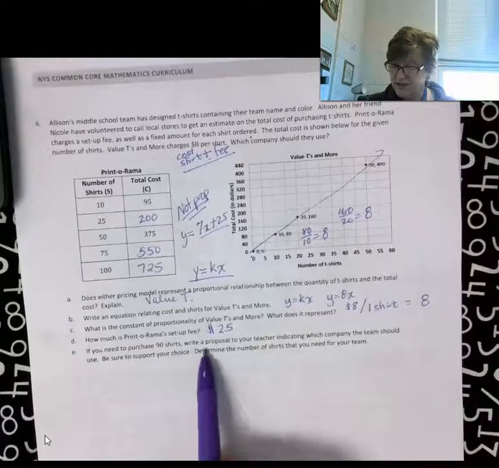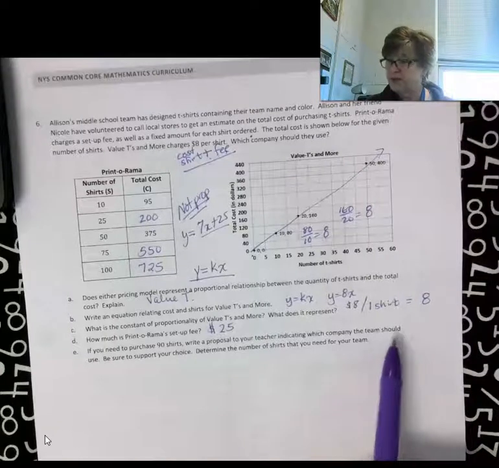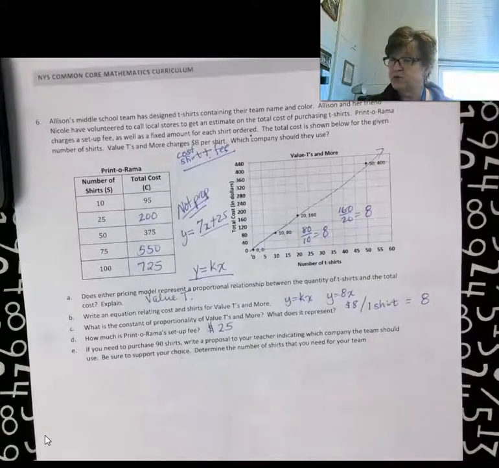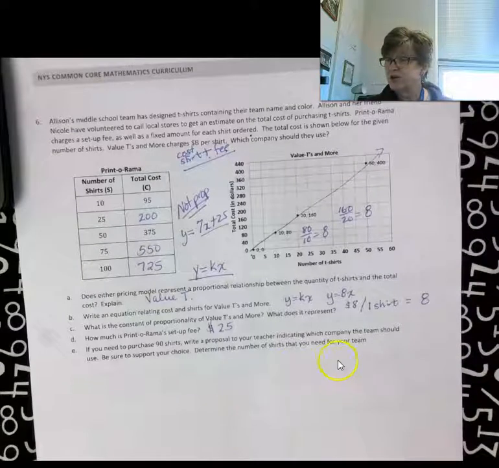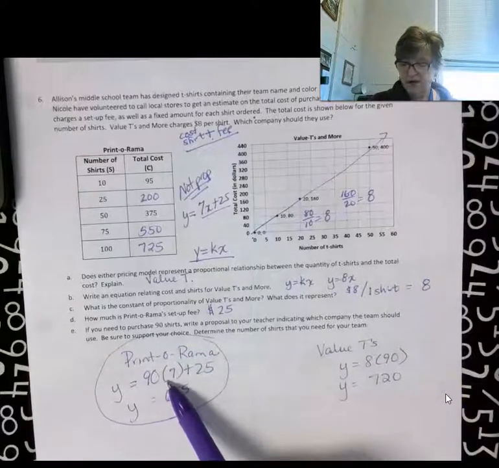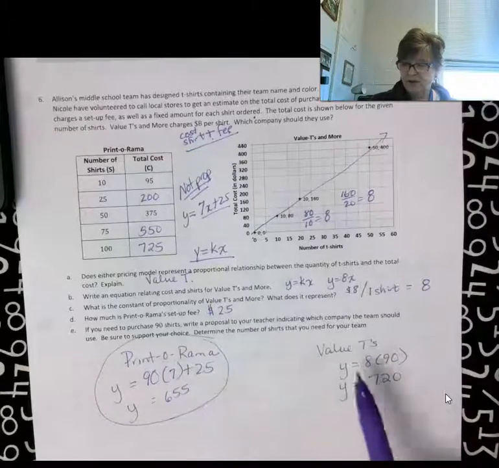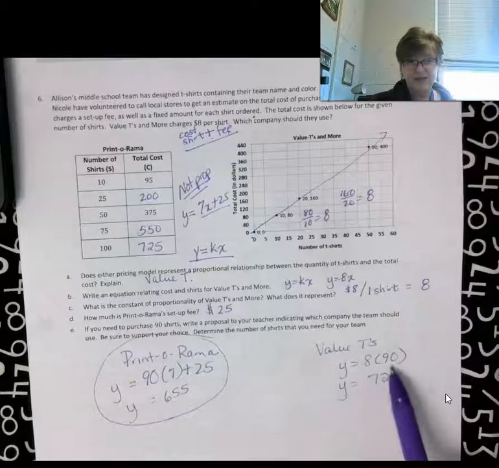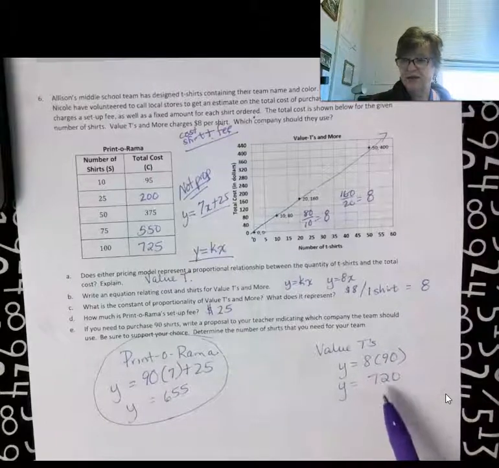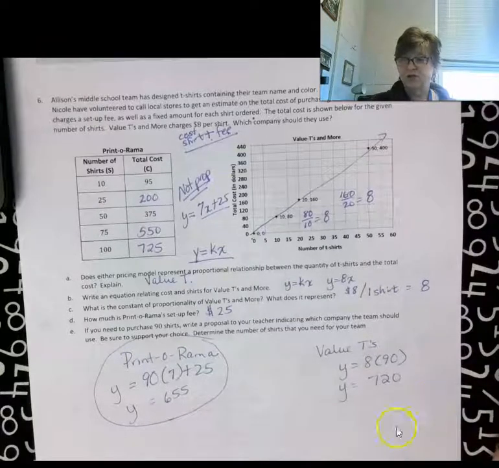If you need to purchase 90 shirts, write a proposal to your teacher indicating which company the team should use. Be sure to support your choice. Determine the number of shirts that you need for your team. So 90 shirts times $7 plus 25 setup fee is $655. Y equals 8 times 90 is $720. Therefore, it would be a better bargain and a better buy to use Printarama to purchase the shirts.